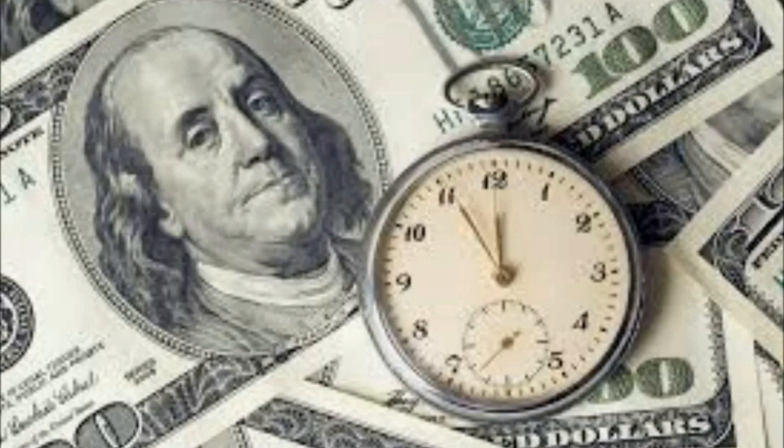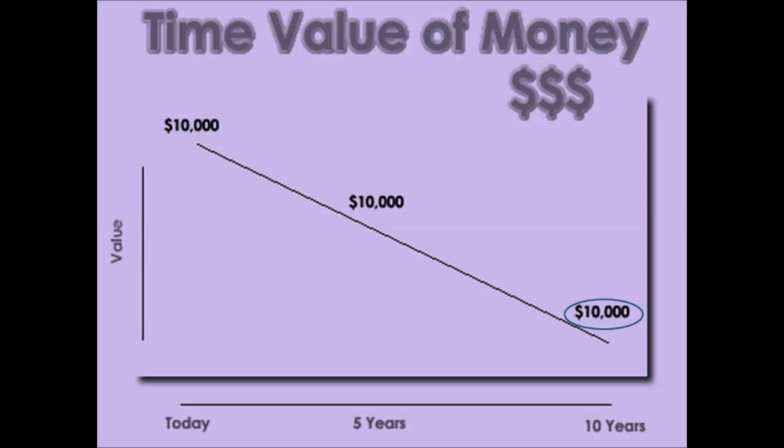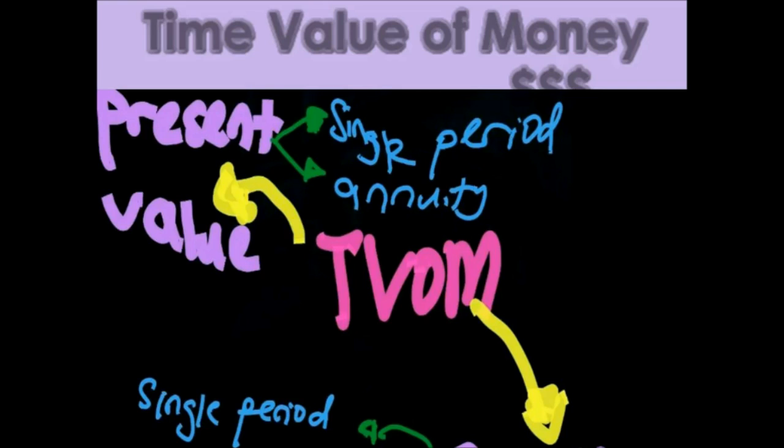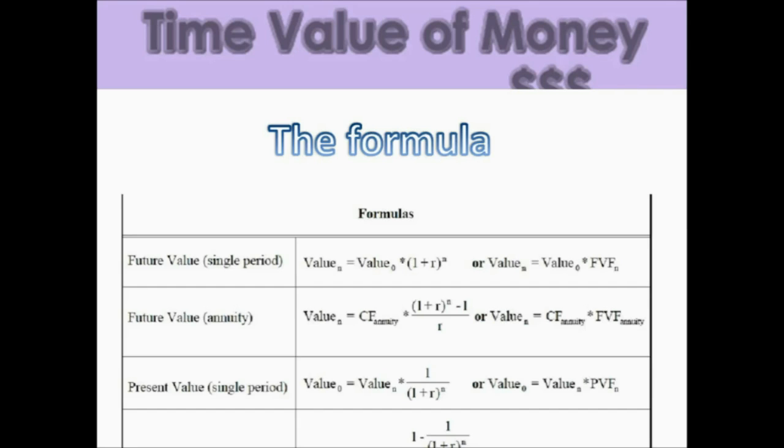Today I would like to present about the time value of money. The amount of $10,000 in 10 years will not be the same as the amount of $10,000 today. The value of $10,000 today is much bigger than the value of $10,000 after that. Time value of money consists of two, which is present value and future value. Each of these has a single period and annuity.